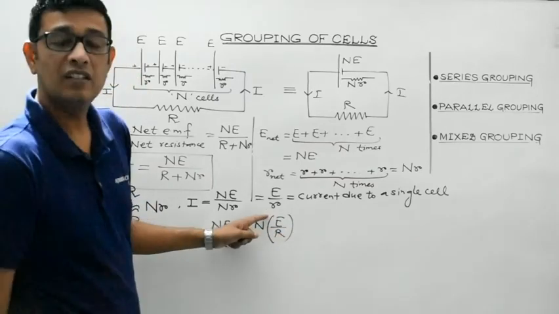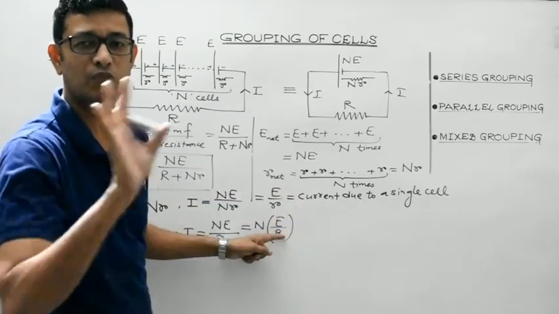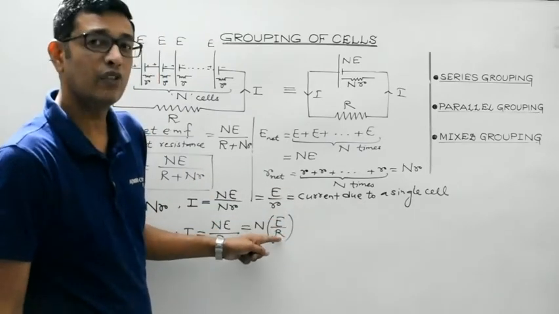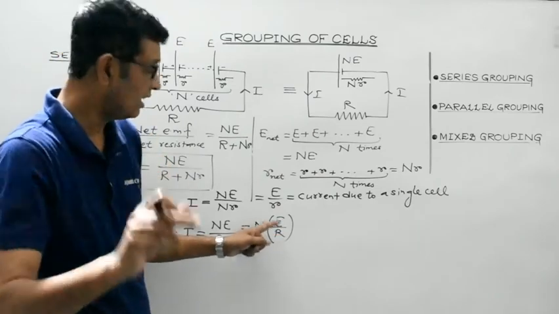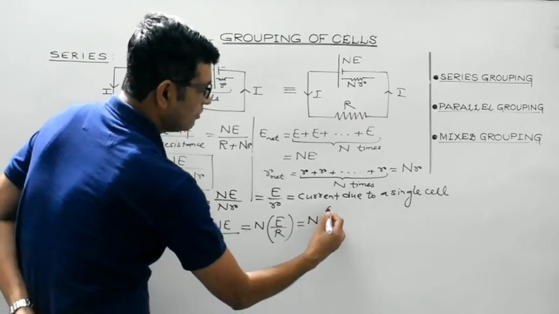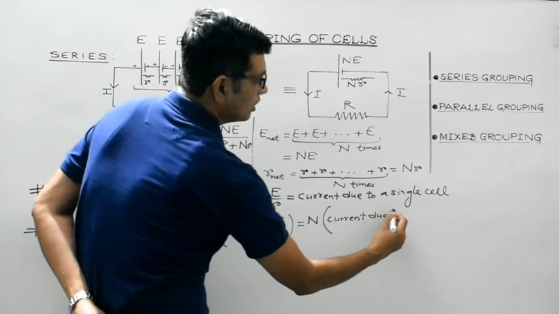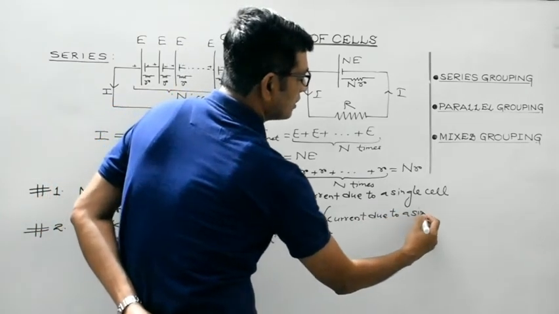So it will be equal to n times E by R. This is the current due to a single cell, isn't it? Internal resistance is very, very small, so it is neglected. So E by R would give us the current due to a single cell, and n times. So here what we get is n times the current due to a single cell.